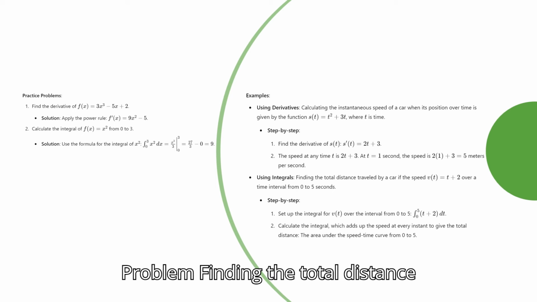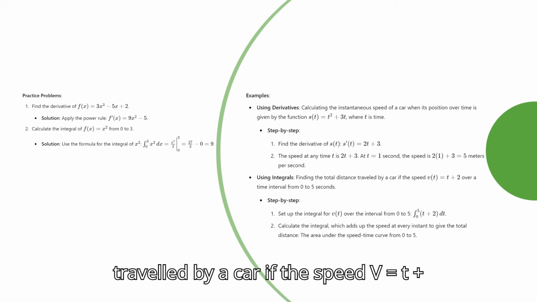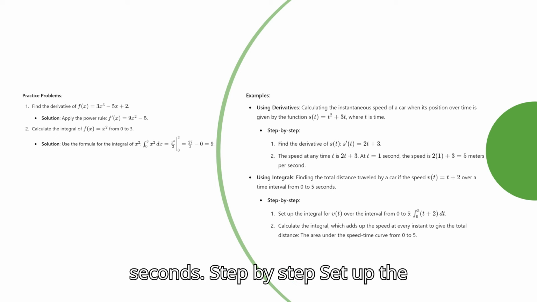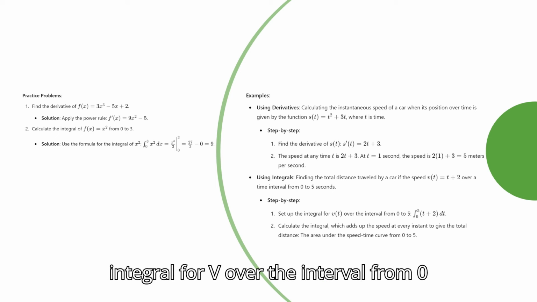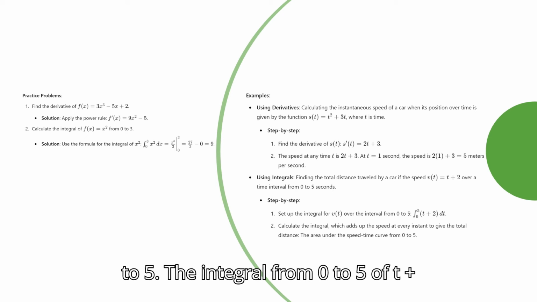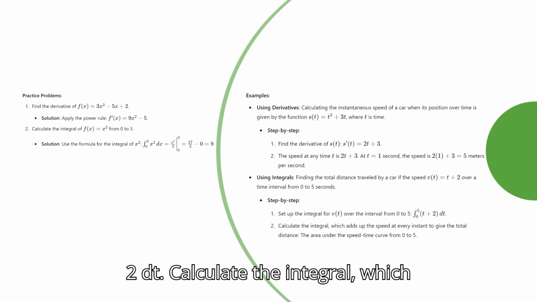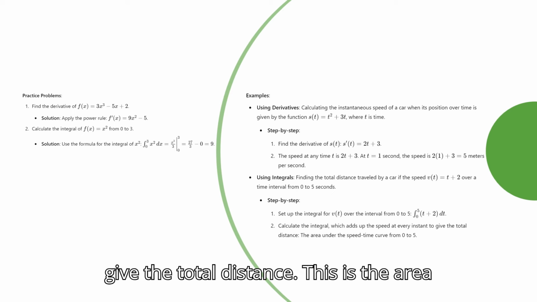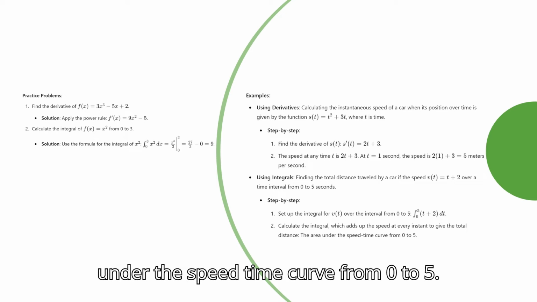Example 2. Using integrals. Problem. Finding the total distance traveled by a car if the speed v of t equals t plus 2 over a time interval from 0 to 5 seconds. Step by step. Set up the integral for v of t over the interval from 0 to 5. The integral from 0 to 5 of t plus 2 dt. Calculate the integral, which adds up the speed at every instant to give the total distance. This is the area under the speed time curve from 0 to 5.